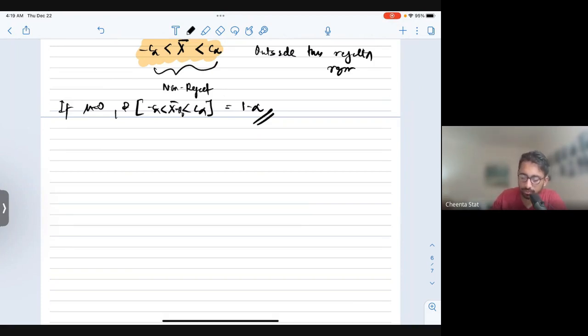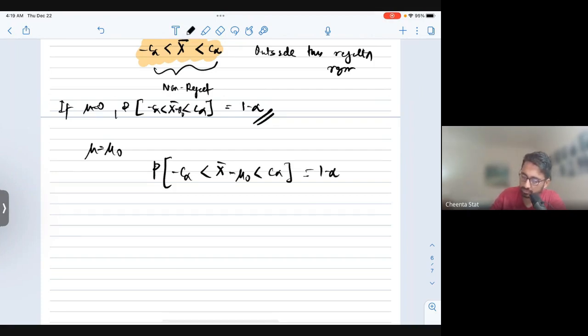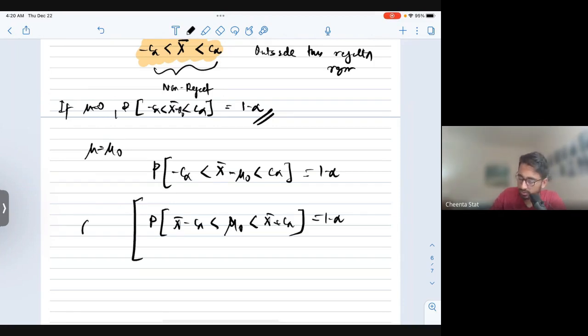For mu equal to mu naught, let's say, this will give the probability that minus c alpha is less than X bar minus mu naught, less than c alpha, is equal to 1 minus alpha. So we get that mu naught lies between X bar minus c alpha and X bar plus c alpha with probability 1 minus alpha. So that is what the confidence interval is all about.